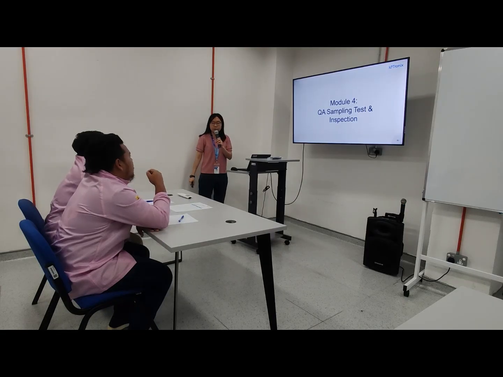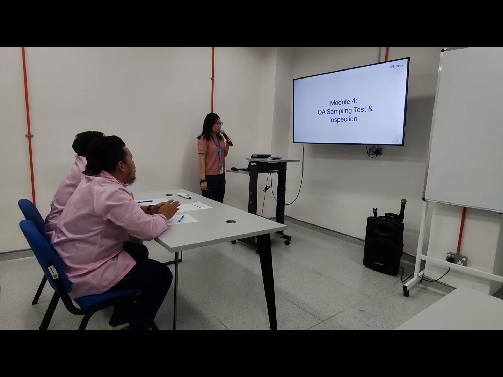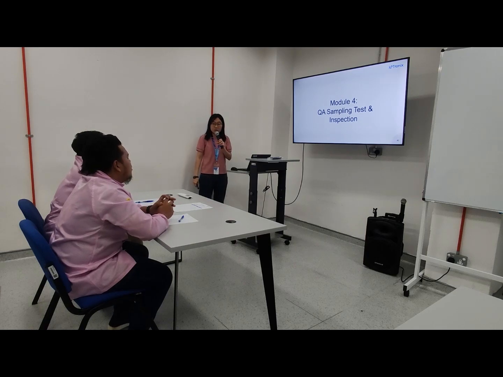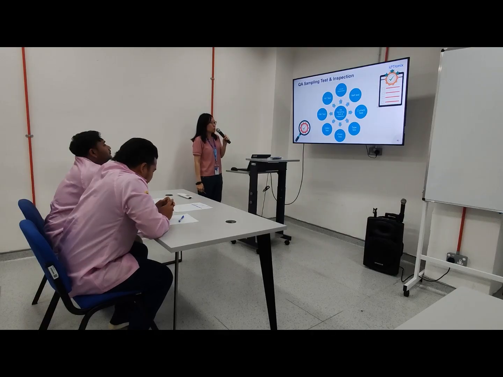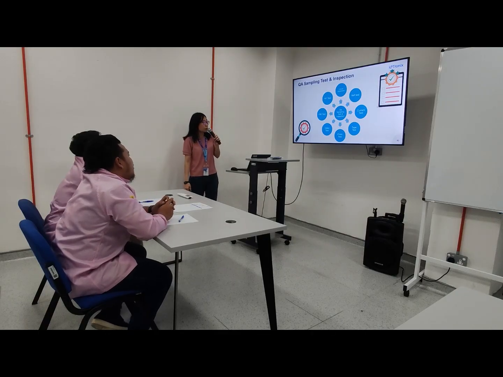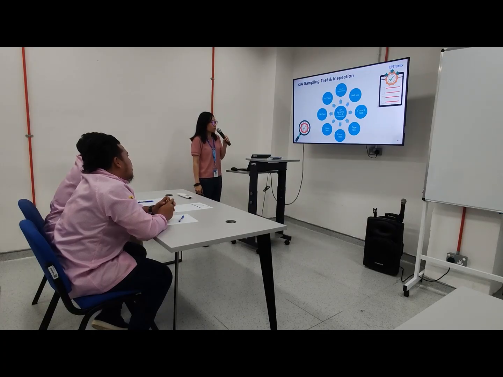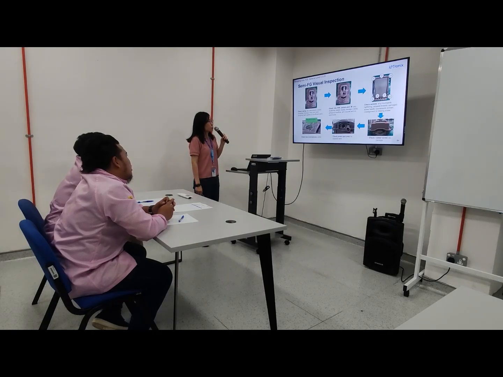Okay, let's continue with module 4, which is the QA sampling test and inspection. This is all of the QA sampling test and inspection. First, we have the visual inspection, and we have cell test, current test, tape test, photo test, video test, PIR test, and RF. Okay, next we'll go into more detail on each test.